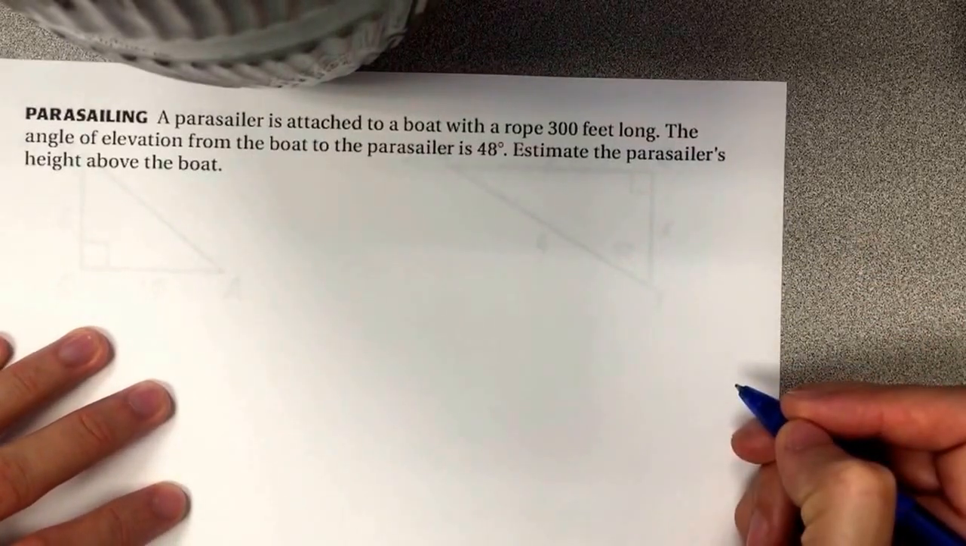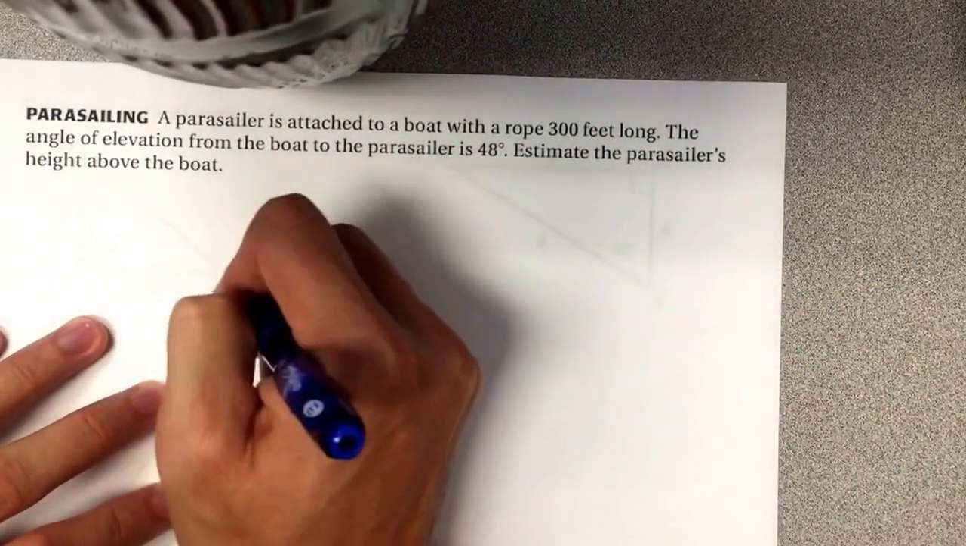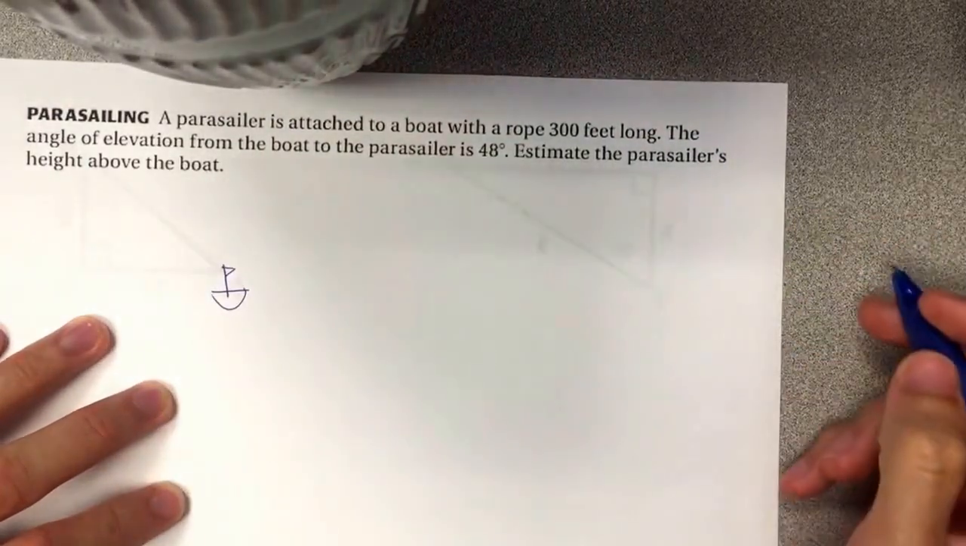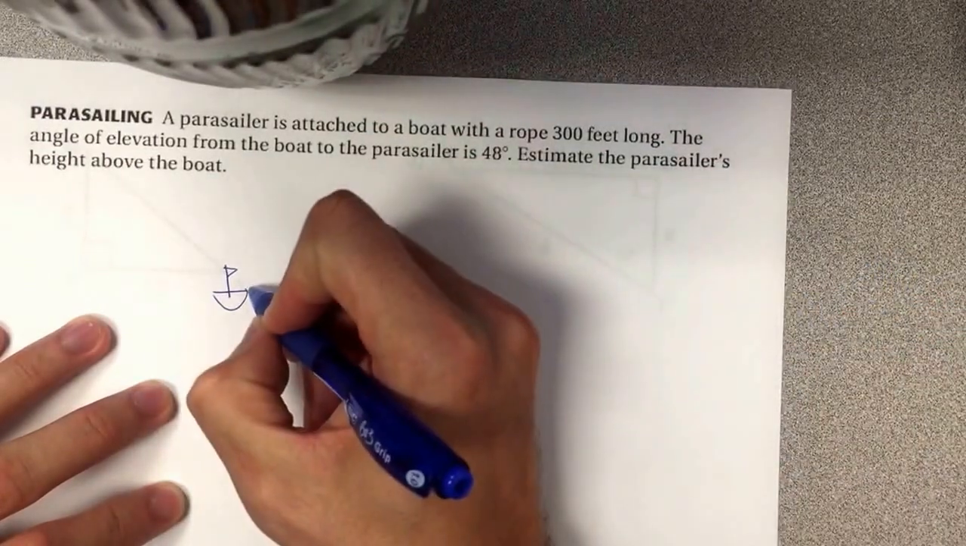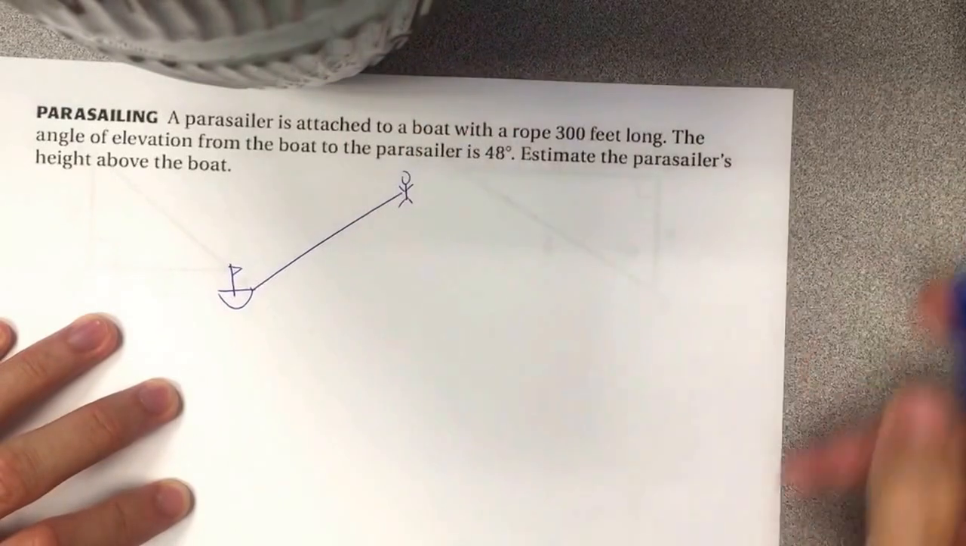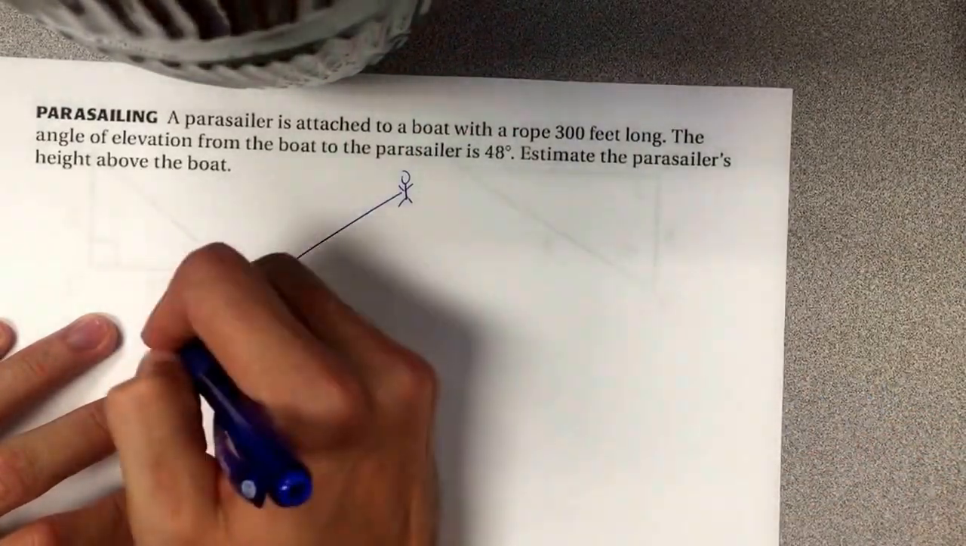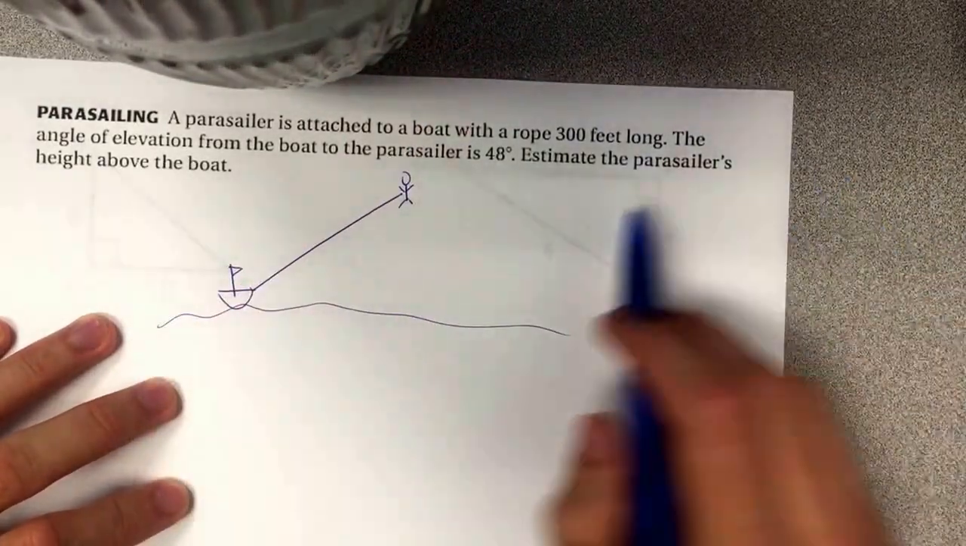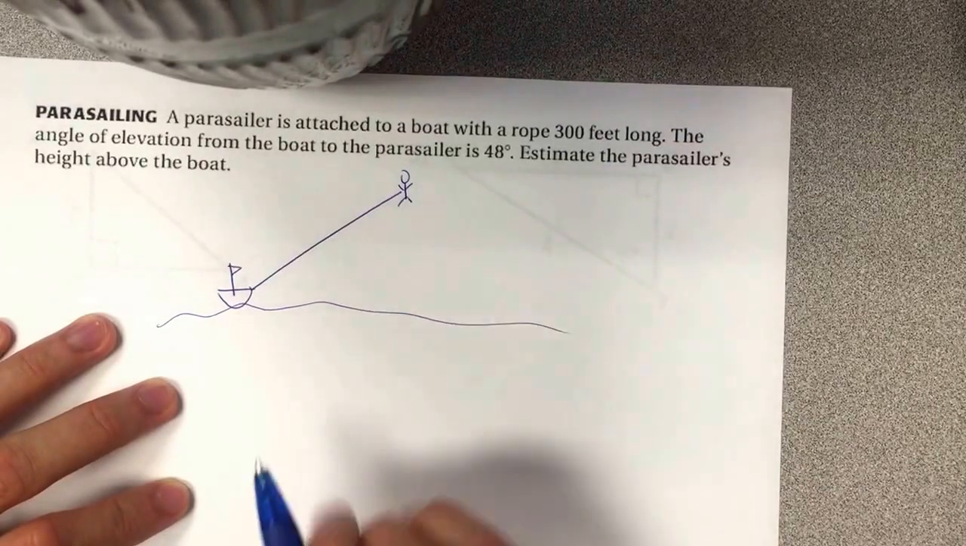So I'm really bad at drawing, but I'm going to try. So number one, here's my boat. Says you've got a parasailer being attached with a string. So here's my parasailer, a guy floating up in the air, and we're on the water. So it wants to know how high above the water is the parasailer.